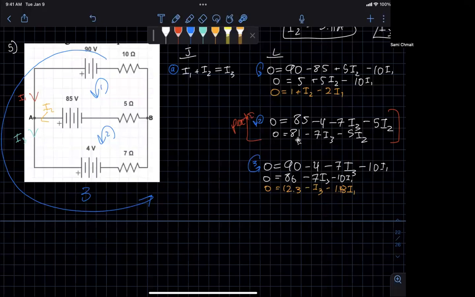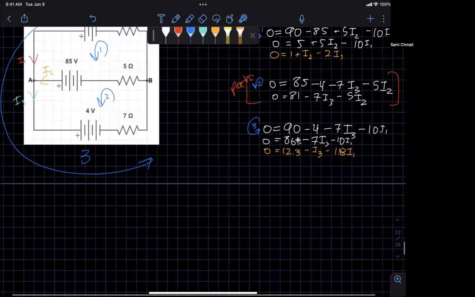All right, any other confusion at this point? So if I3 was going the other way instead, it would be a positive sign. Yeah. All right, any other questions on this? All right, let's keep going.